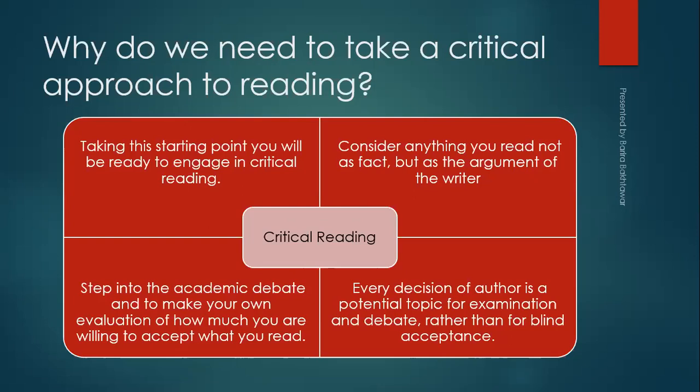The third step is to step into the academic debate and make your own evaluation of how much you are willing to accept what you read. Whenever you're reading something, just try to read it with an open mindset. That is very important. And the next step is every decision of the author is a potential topic for examination and debate rather than for blind acceptance. Again, the same thing, whatever you are reading doesn't mean that that author has written some universal truth. You have to go behind the words, you have to go behind the meanings, you have to explore. Maybe what he has written is partially true. Maybe there is some exaggeration in the paper. Maybe there is some exaggeration in the literature.